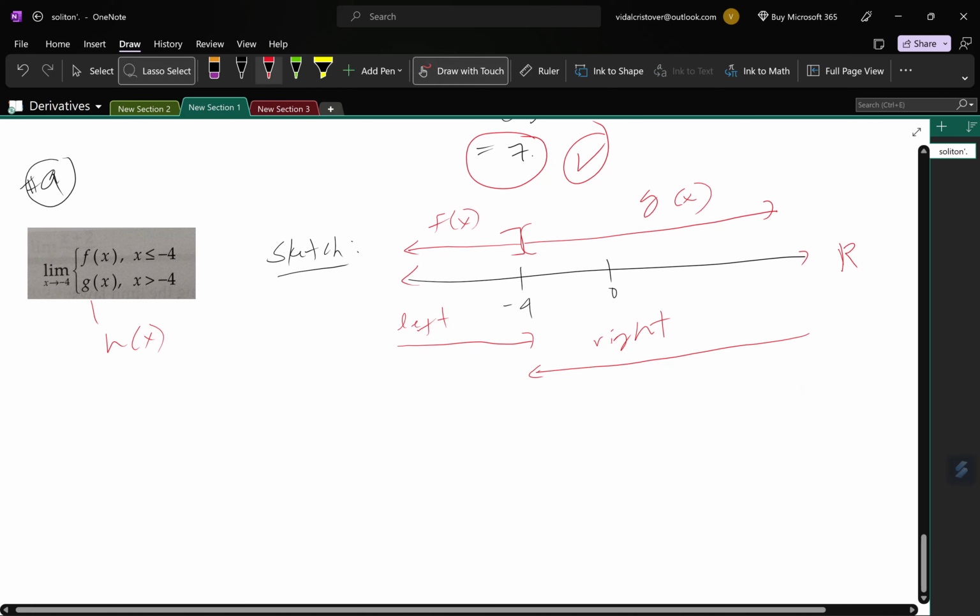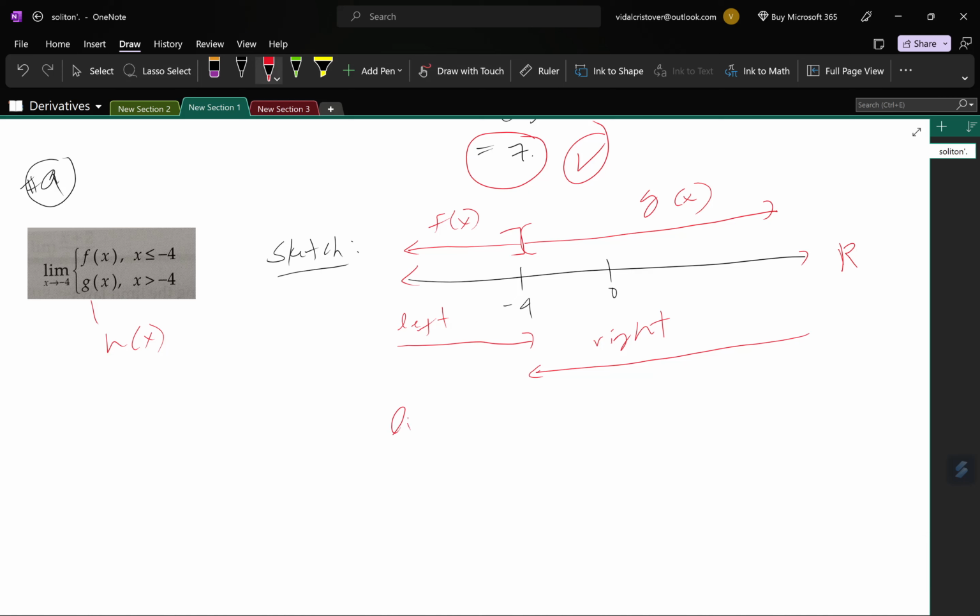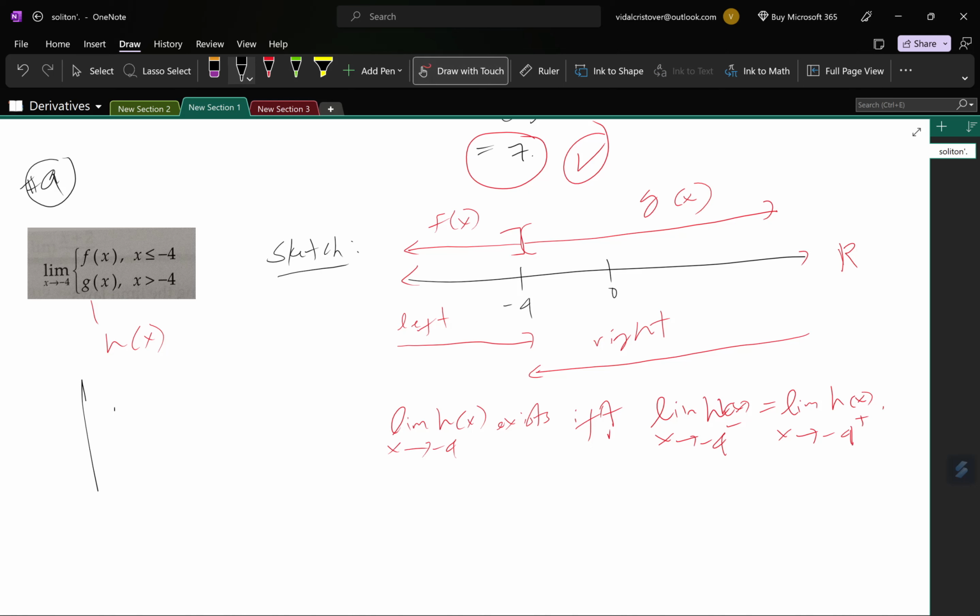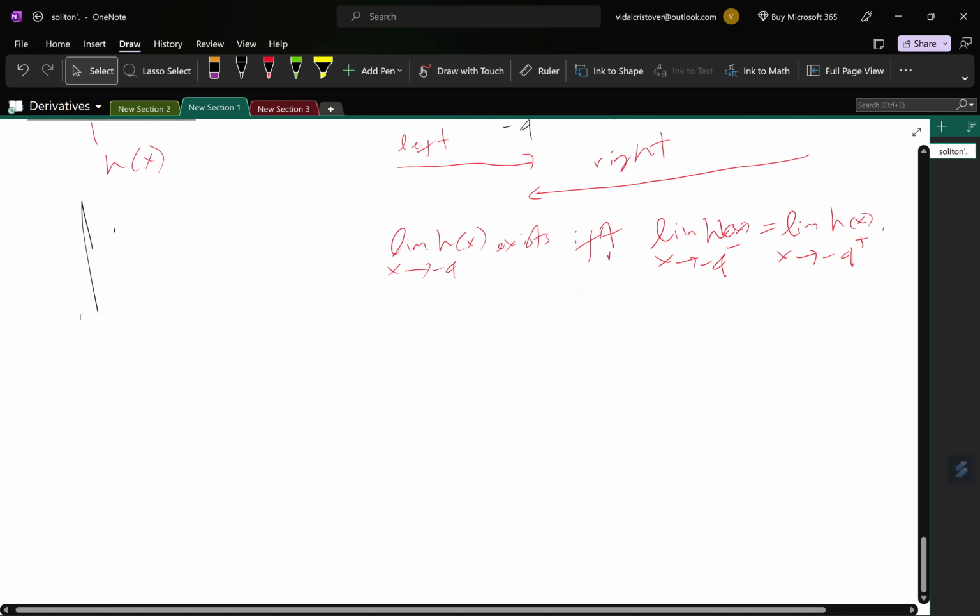Okay. The limit sa tuwang function h of x as x approaches to negative 4 exists if and only if the limit sa tuwang h of x as x approaches to negative 4 from the left is equal to the limit of h of x as x approaches to negative 4 from the right. So, resolve na siya. So, gamit na siya. Consider na tawag solution. So, solution.